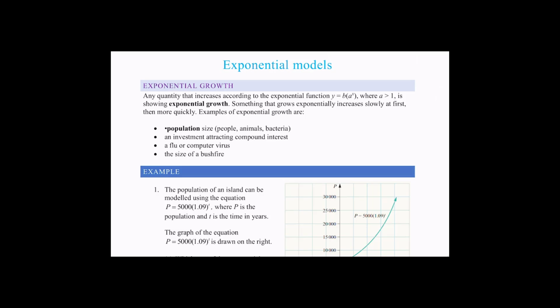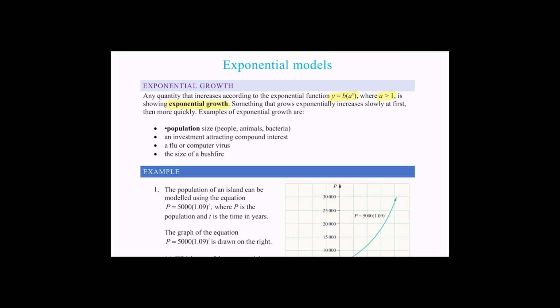Today we're going to be looking at exponential models. And the first thing we're going to look at is something called exponential growth. So any quantity that increases according to an exponential function, and that is anything in the form of y equals b a to the power of x, where a is a number greater than 1, is showing what we call exponential growth. So something that grows exponentially increases slowly at first, but then becomes quicker and quicker.